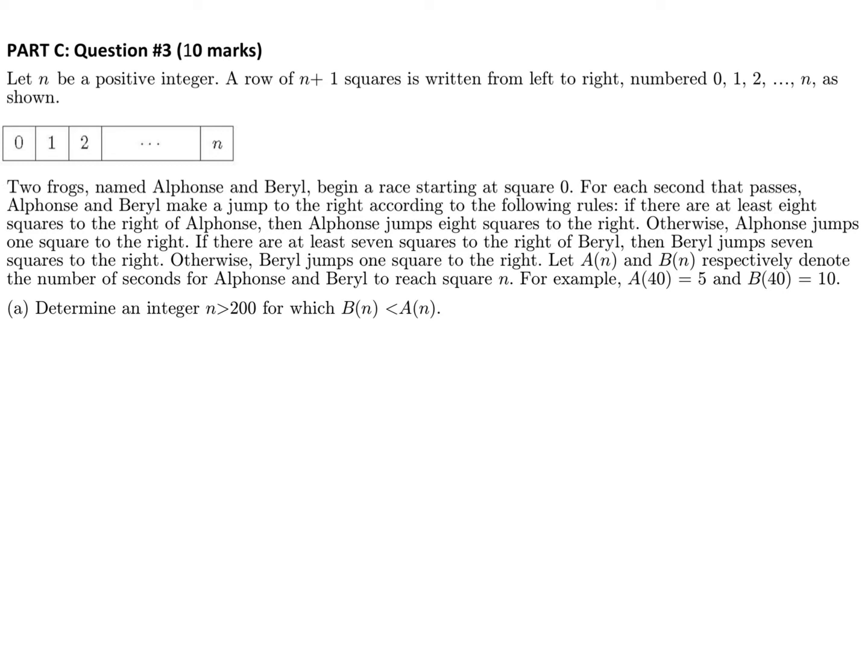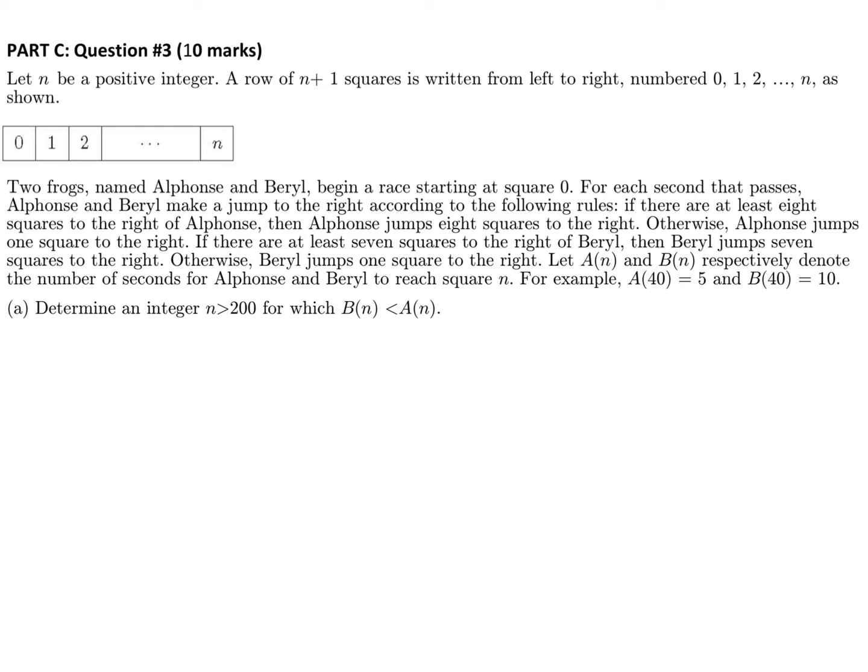If there are at least 8 squares to the right of Alphonse, then Alphonse jumps 8 squares to the right. Otherwise, Alphonse jumps 1 square to the right. If there are at least 7 squares to the right of Beryl, then Beryl jumps 7 squares to the right. Otherwise, Beryl jumps 1 square to the right. Let an and bn respectively denote the number of seconds for Alphonse and Beryl to reach square n. For example, A40 is 5, B40 is 10. Determine an integer n greater than 200 for which bn is less than an.